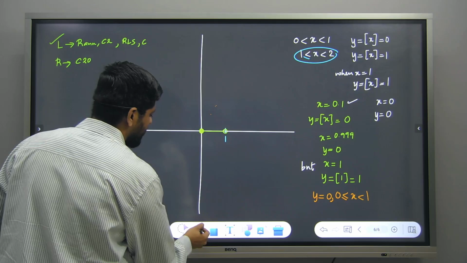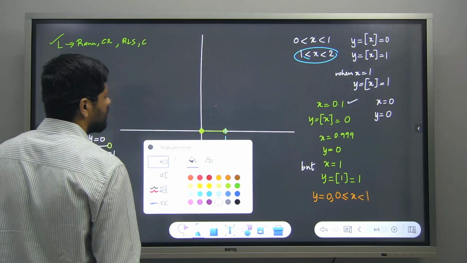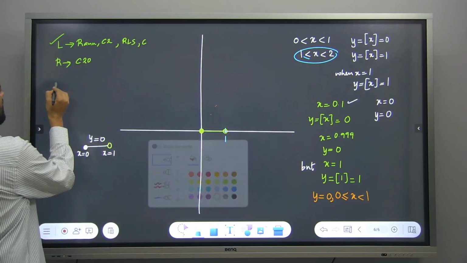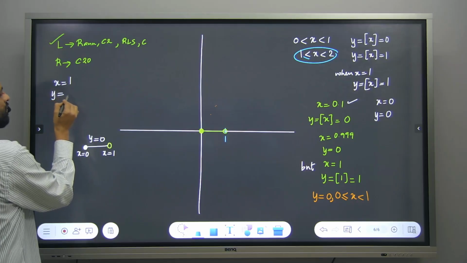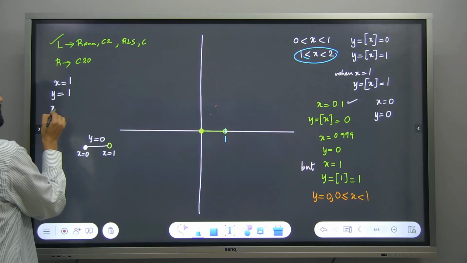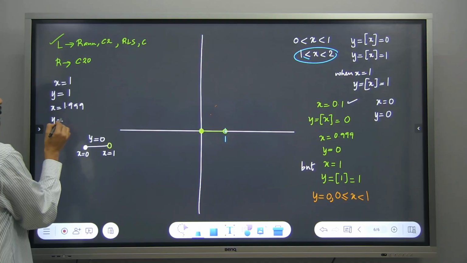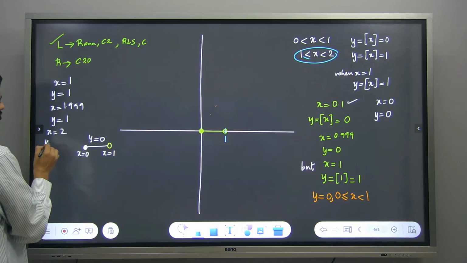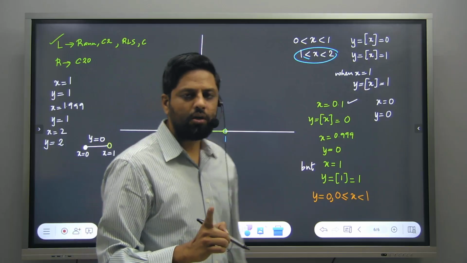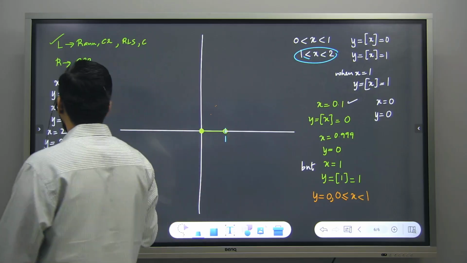That is when x is between 1 and 2. Take x to be equal to 1. What will be the value of y? 1. When x is equal to 1.99, y is 1. But when x is equal to 2, y is equal to 2. So y will be equal to 1.